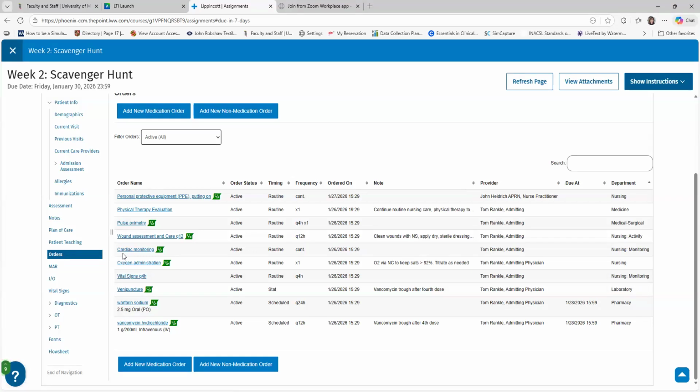And let's see. The next question is nursing diagnoses. Where do we find that? Nursing diagnoses are different than medical diagnoses. A medical diagnosis is something like cellulitis. Our patient is admitted with the medical condition of cellulitis. A nursing diagnosis describes the condition of the patient that you need to keep an eye on.